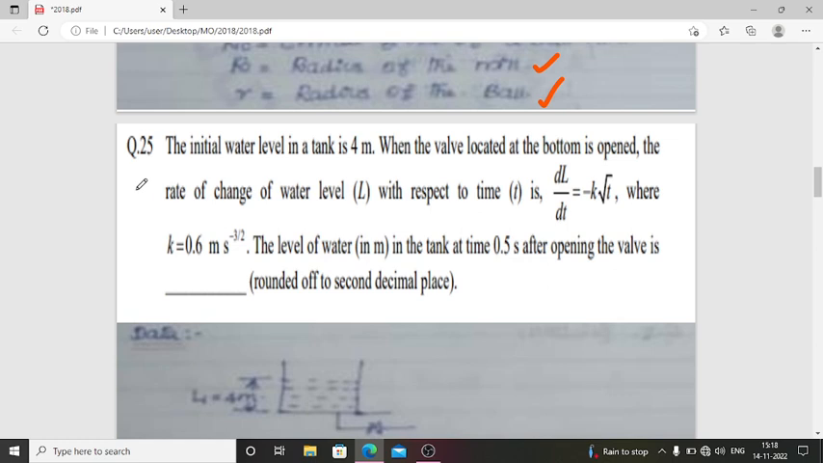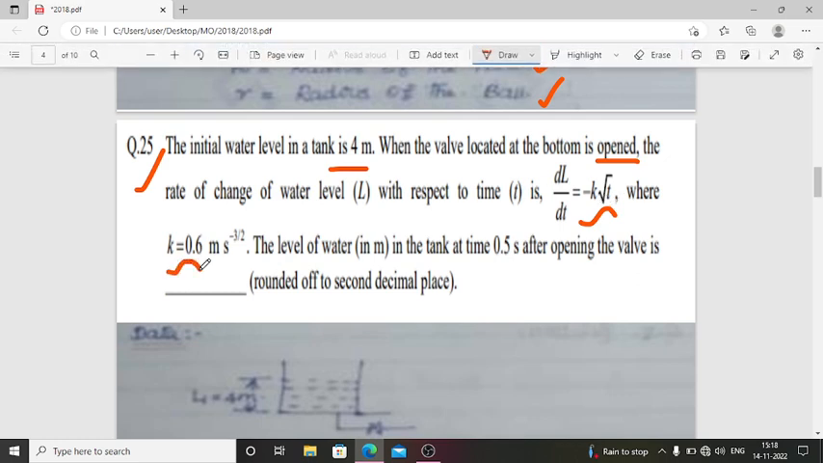Question number 25. The initial water level in a tank is 4 meter. So the initial water level means L1, 4 meter. When the valve located at the bottom is opened, the rate of change of water level L with respect to time t is dL by dt equal to minus k into root of t, where k is equal to 0.6 meter second power minus 3 by 2. Find the level of water in meter in the tank at time 0.5 second after opening the valve.